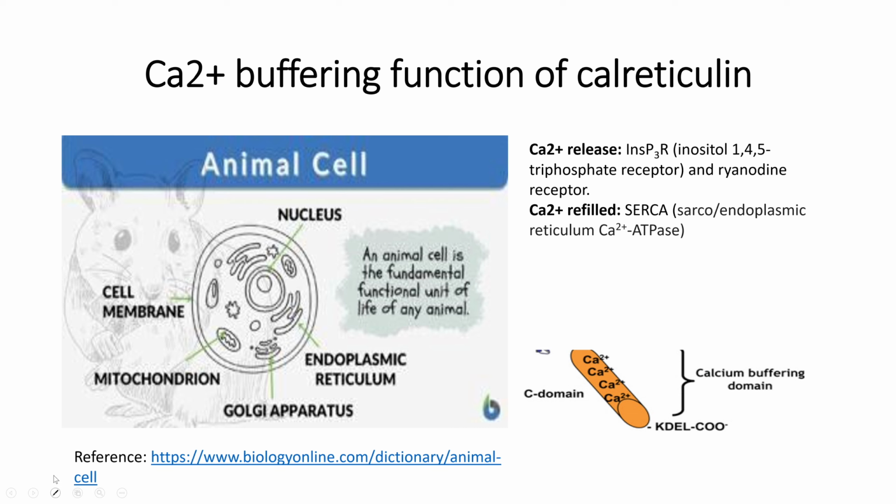Let me open the laser pointer. Yeah, and this figure shows the C domain of calreticulin, in which most of the amino acids are acidic, and out of the last 82 amino acids, 43 amino acids play a role in Ca2+ binding or Ca2+ buffering.